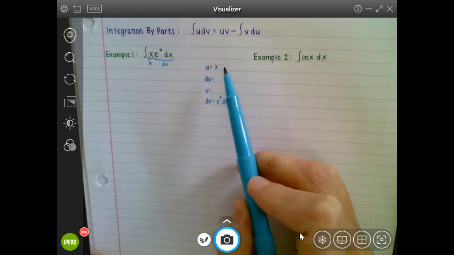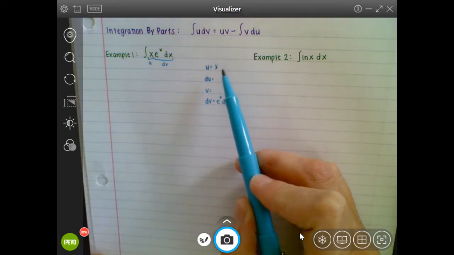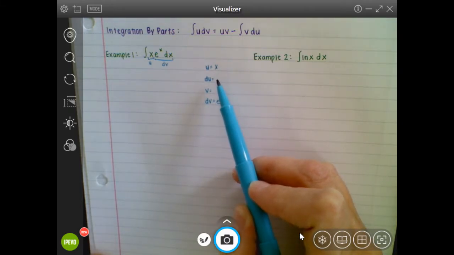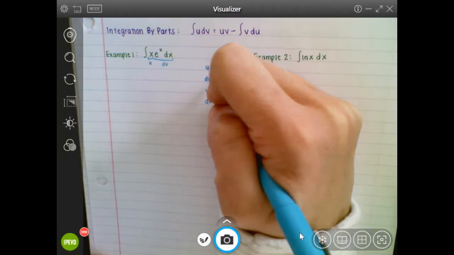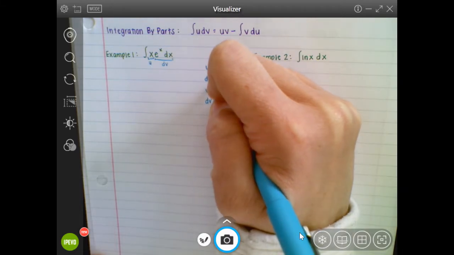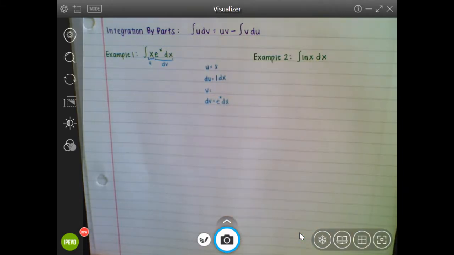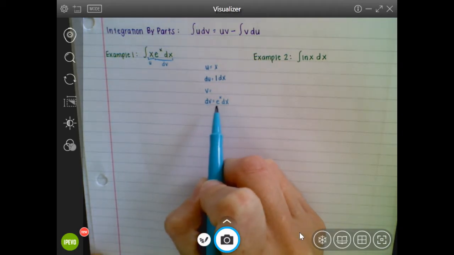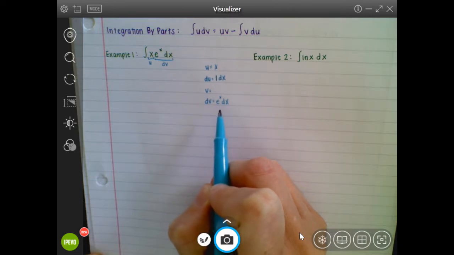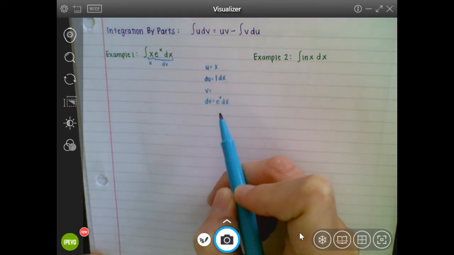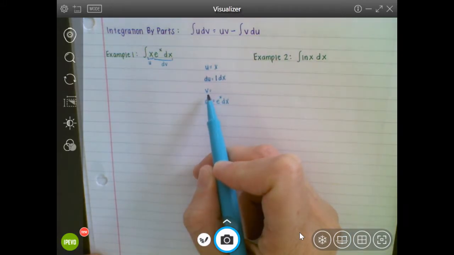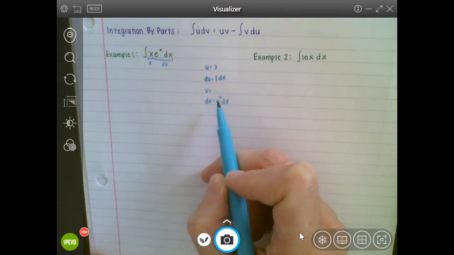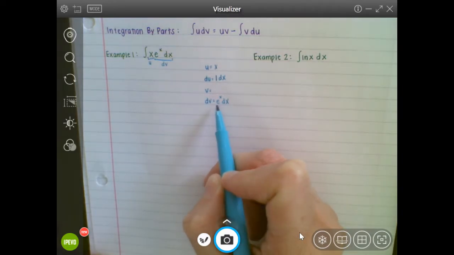So basically we're starting with some u value of x, and we need to know its derivative. That's what du is asking us to do. The derivative of x is easy: it's just 1 dx, because we're taking the derivative with respect to x here. This part's a little bit trickier, and it can definitely get a lot trickier the more complicated the functions we deal with. But this is telling us that the derivative of some function v is e to the x dx.